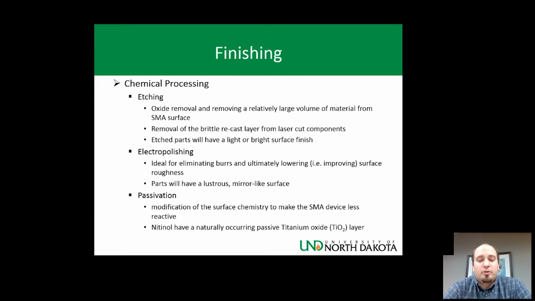A properly electropolished part will have a lustrous mirror-like surface that will appear as such even at higher magnifications.